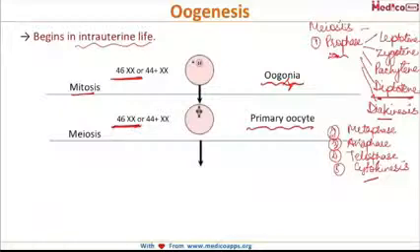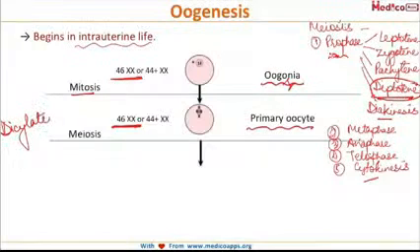Now this primary oocyte gets arrested in the diplotene stage of the prophase of first meiotic division, and this is till puberty. So till puberty, the primary oocyte remains arrested in the diplotene stage of the prophase of first meiotic division, and this resting stage is also called dictyate stage. Dictyate stage. This is the resting stage at the end of the diplotene.